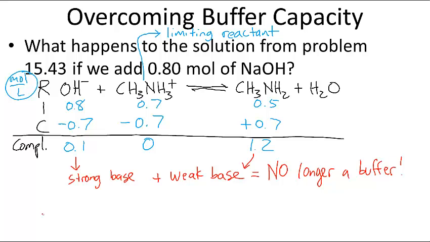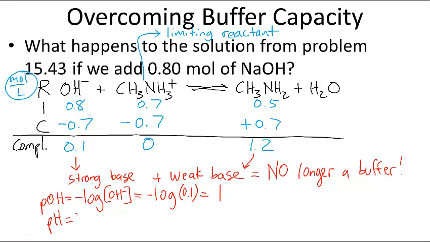So pOH is going to equal the negative log of the concentration of OH minus, which is going to be the negative log of 0.1, which is 1. So the pH will be 14 minus pOH, which is 14 minus 1, which is 13. So we have overcome the buffer capacity now. We made our buffer cry for mercy and break.